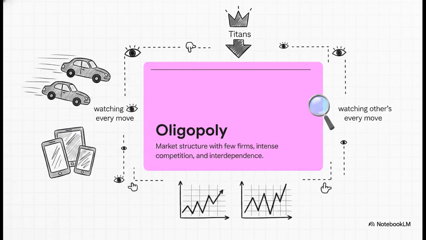An oligopoly is a market structure defined by having only a few firms selling a product. And because there are so few of them, there's intense competition and just a massive amount of interdependence. Think about the automobile industry or maybe consumer electronics. The competition here is incredibly fierce, specifically because the market is so concentrated. One firm's gain is strictly another firm's loss.